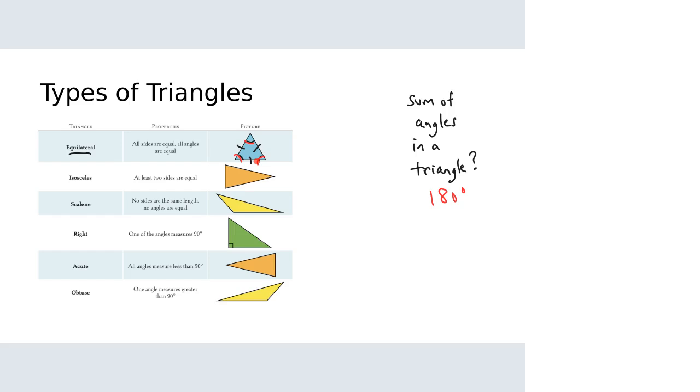Okay, Kebra, Jessica, Ashley's got 60, Jenny's got 90. Let's take a look. If we have three of them and they're all the same, we have 180 divided by 3. Each one of them is going to be 60 degrees. That's right. So each one of those angles is going to be 60 degrees in an equilateral triangle.